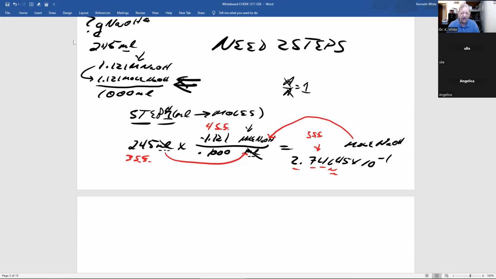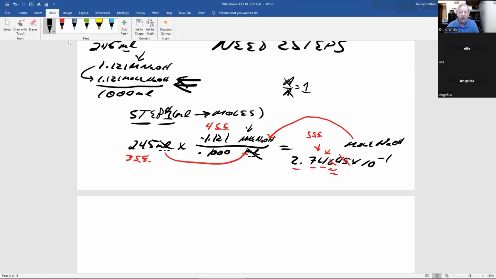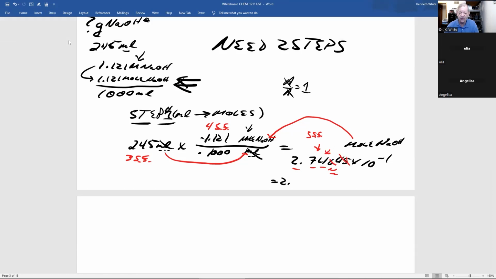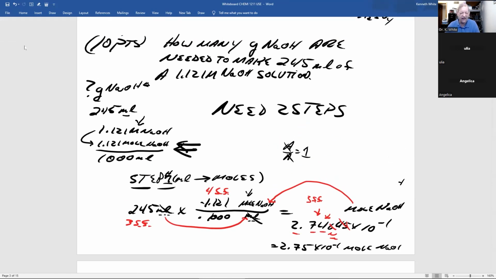Use the 6 to round off. Is it 4 or less, or 5 or higher? Hopefully all picked 5 or higher. We'll drop these and increase this by 1. And the correct answer for step 1 is 2.75 times 10 to the minus 1 moles of sodium hydroxide. Are we done? No, because we want to get grams of sodium hydroxide.